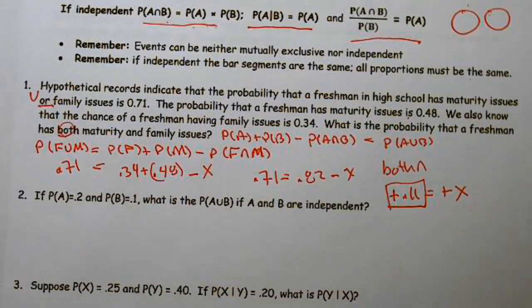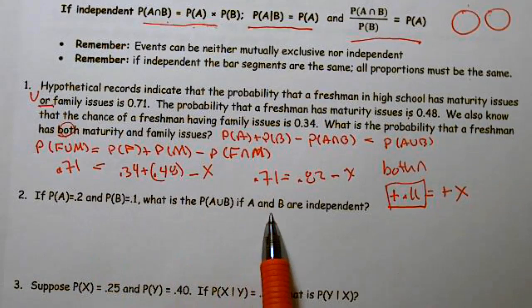All right. The next question. Probability of A equals 0.2. The probability of B equals 0.1. What is the probability of A union B if A and B are independent?